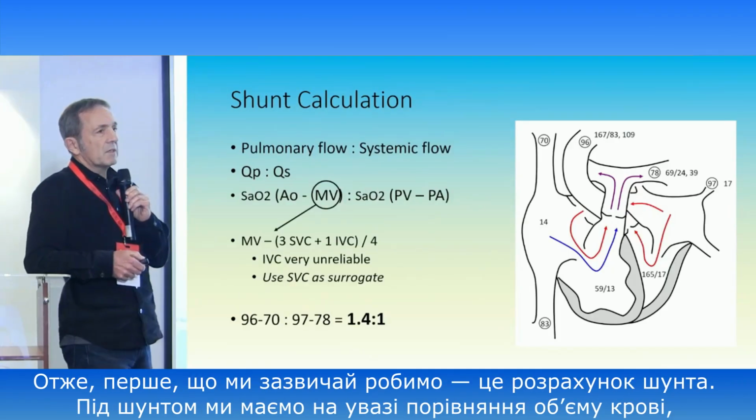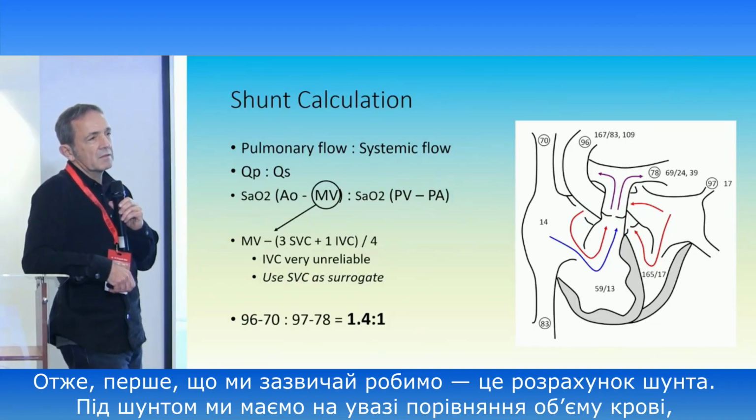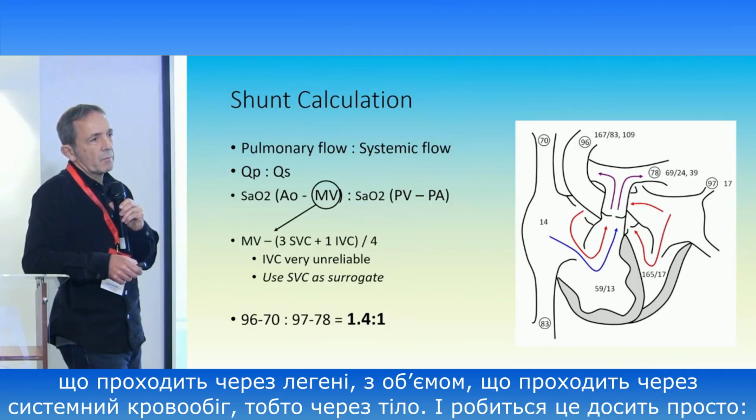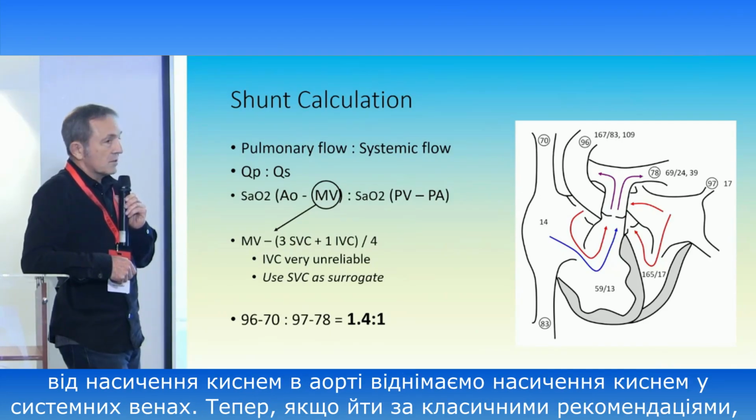So the first thing we normally do is a shunt calculation. What we mean by shunt is comparing how much blood's going through the lungs with how much blood's going through the body. And the way you do that is quite simple. You subtract the saturation in the aorta from the saturation in the systemic veins.